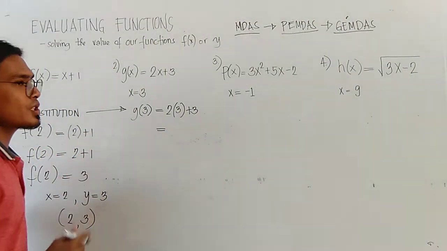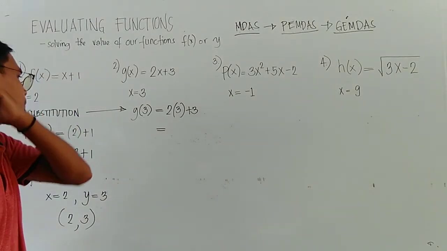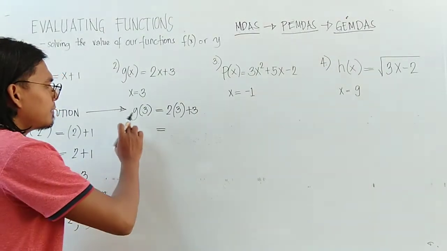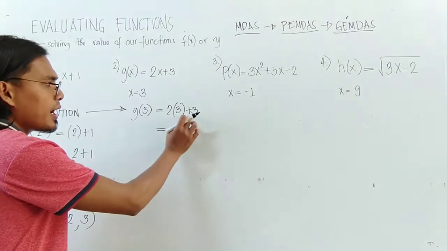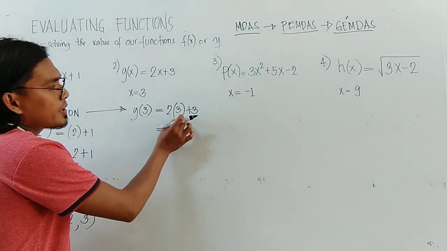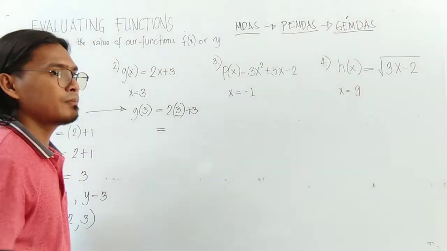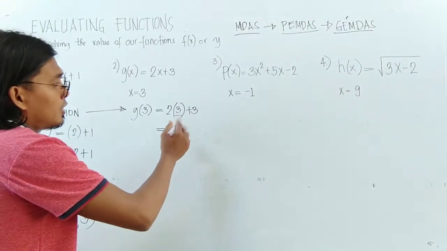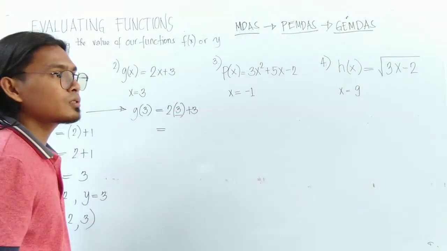So now let's go back to example number 2. g of x equals 2x plus 3, where x is equal to 3. So after substituting, we have g of 3 equals 2 times 3 plus 3. So, parentheses or grouping symbol, we have parentheses. Inside the parentheses, we don't have any operation. So, let's just proceed to exponent. We have no exponent, or we have exponent 1 and we don't need to operate.